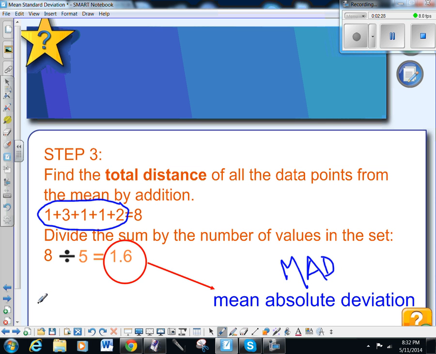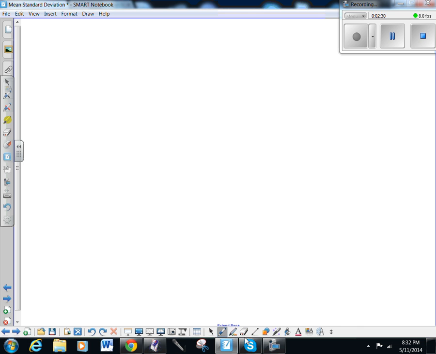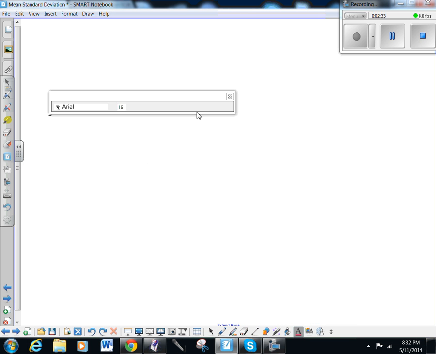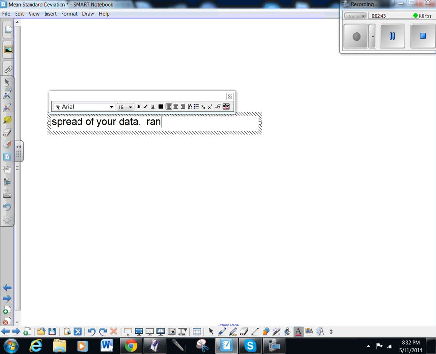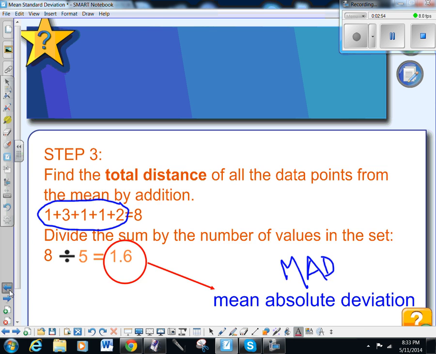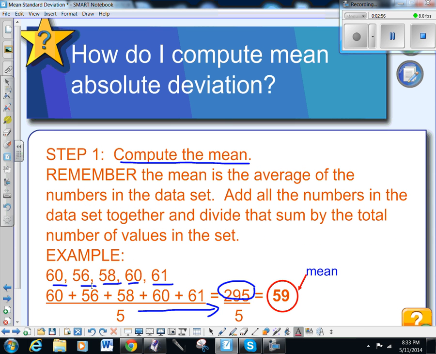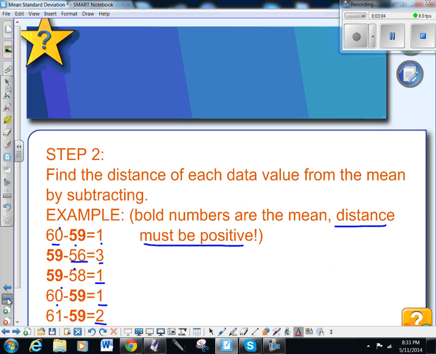So what's the purpose of the mean absolute deviation? When you do that, you are looking at the spread of your data, how far apart your numbers go. Other things that show spread are the range and the interquartile range. And if we think back to that original set of data and we look at it, these numbers are all close together, 60, 56, 58, 61, and 60. That's why your mean absolute deviation is just 1.6.